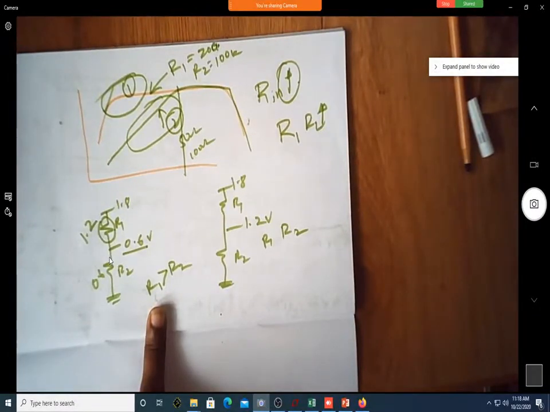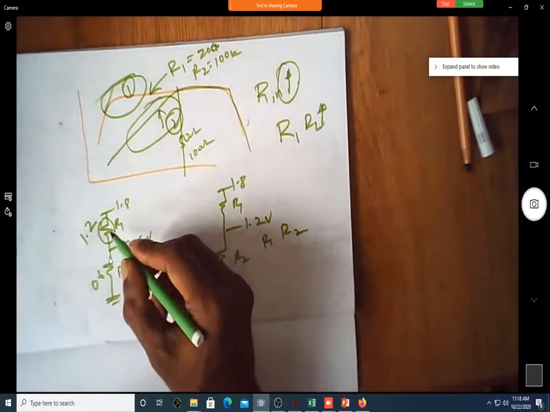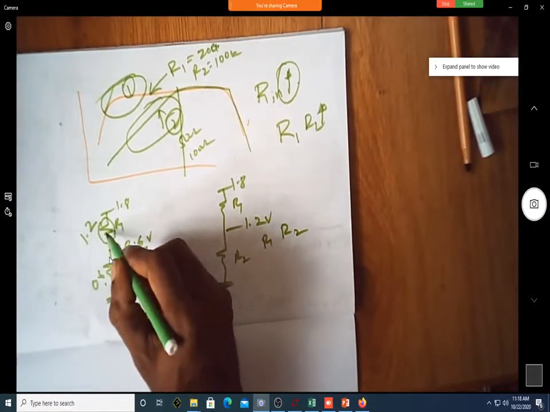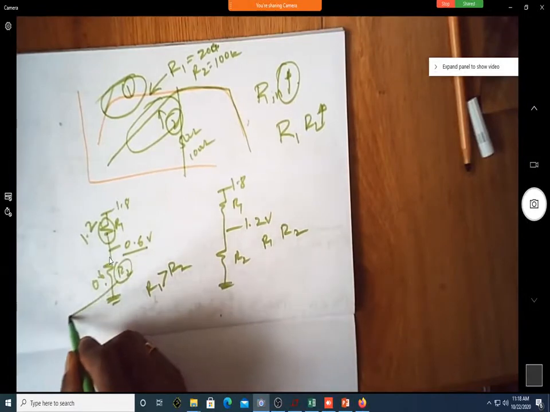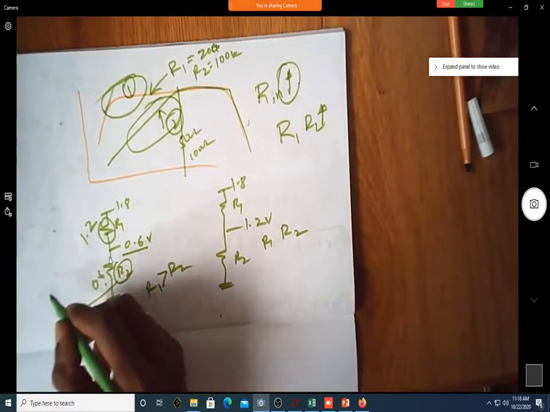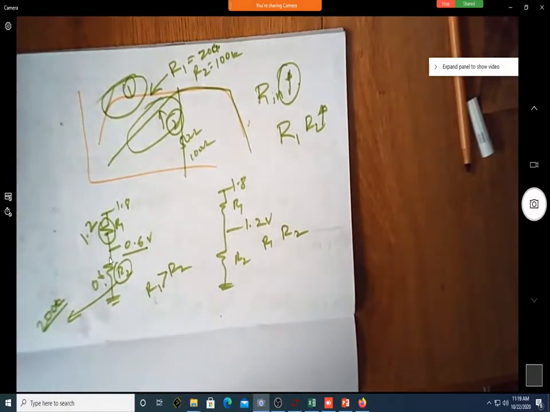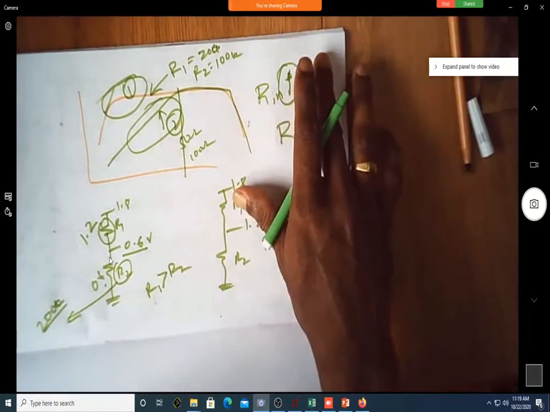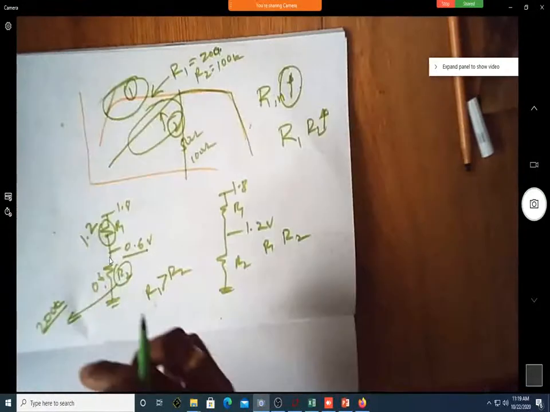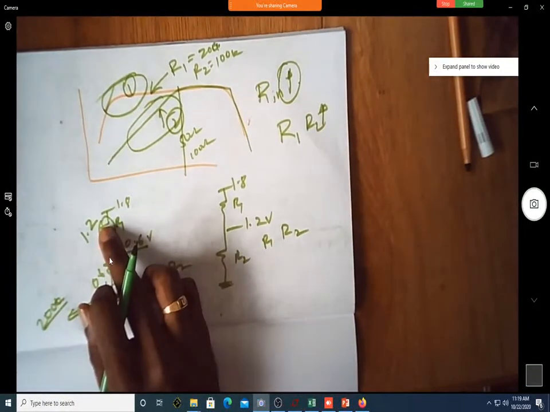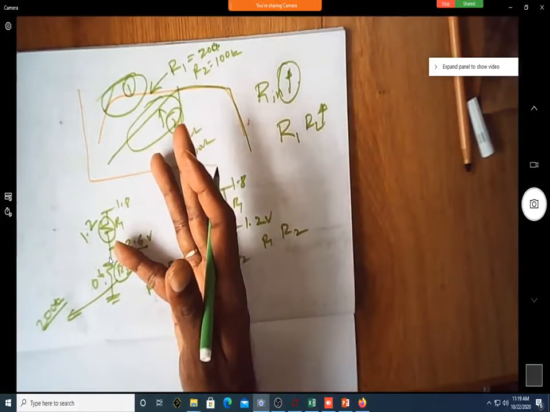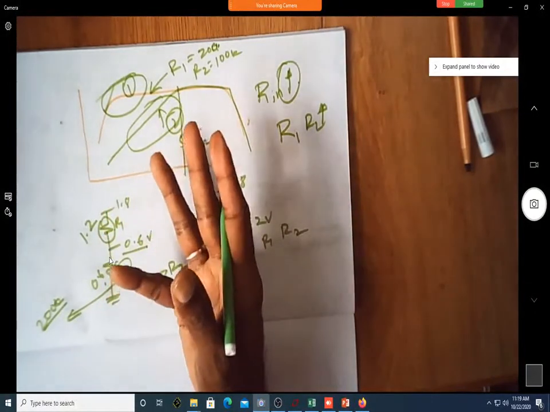Now, whenever this is smaller compared to this, you always choose the smaller one as a bit higher value. Maybe you can even assume it as 200k, it doesn't matter. It is not necessary that you should always assume it as 100k. Even if you assume it as 200k, this will be 400k. Your input impedance will be much better.